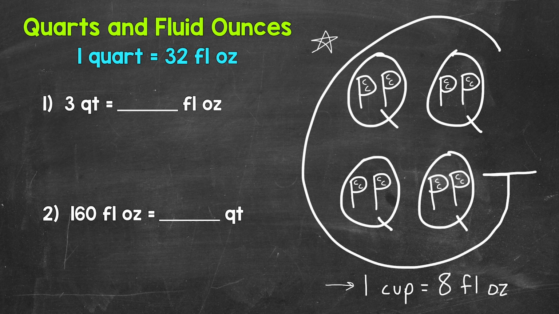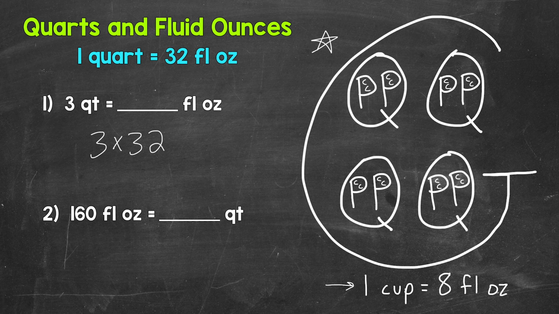Let's jump into a couple of basic conversions here where we will go from quarts to fluid ounces and fluid ounces to quarts. Starting with number 1, where we have 3 quarts equals how many fluid ounces? Well, each quart equals 32 fluid ounces. So we have 32 fluid ounces, 32 fluid ounces, and 32 fluid ounces. So we need to do 3 times 32. And that's how we convert quarts to fluid ounces.